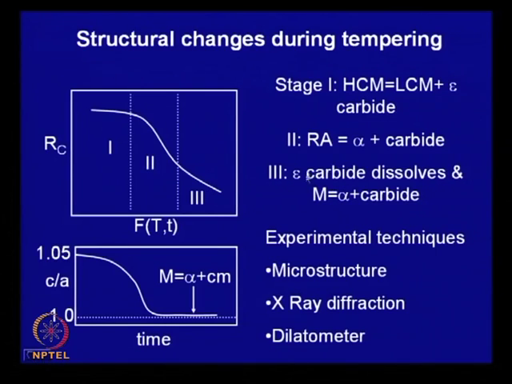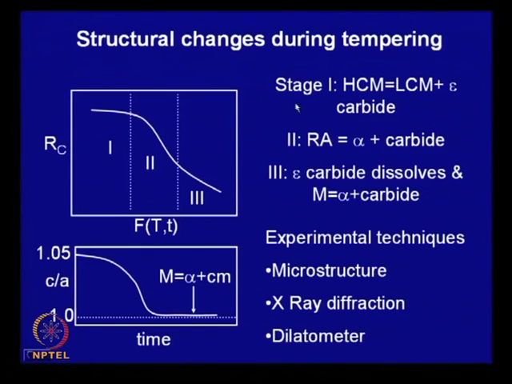Now, cementite appears, and this can happen in two ways. This can dissolve epsilon carbide and a new carbide may precipitate, or the carbon concentration gets adjusted and it changes over to cementite. So, finally, you have a ferrite plus carbide structure, and this carbide is cementite. And if you continue to temper further, this cementite will grow and it can become very large at a higher temperature, which can be very easily seen under an optical microscope.